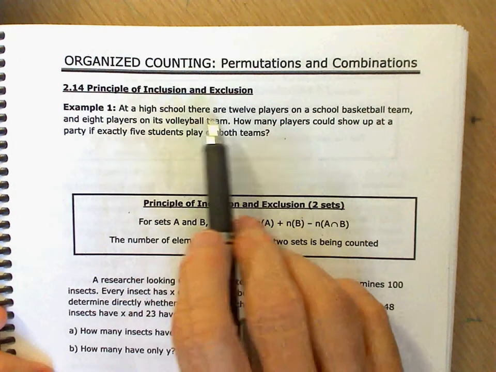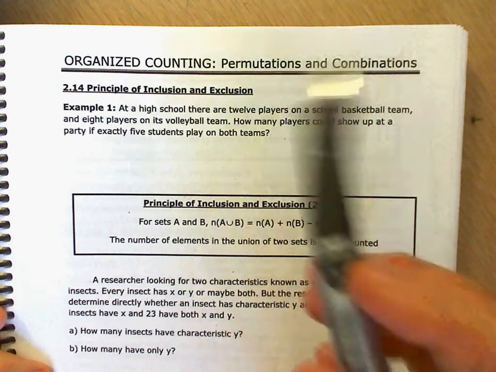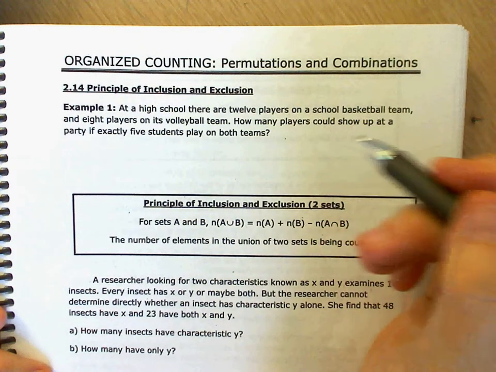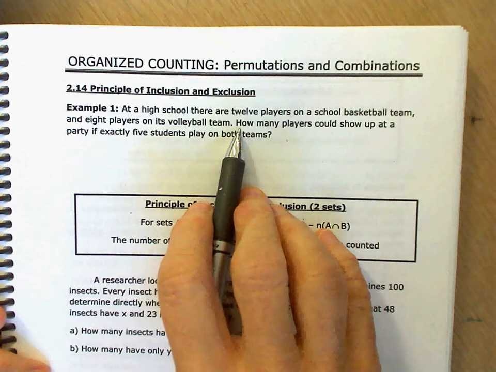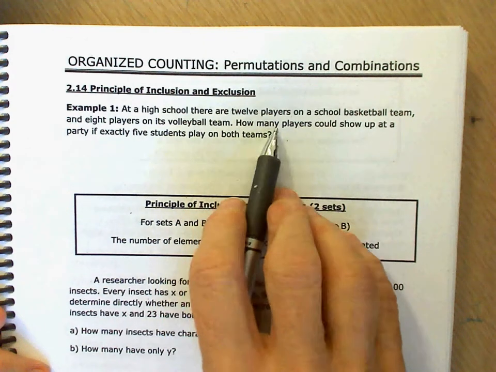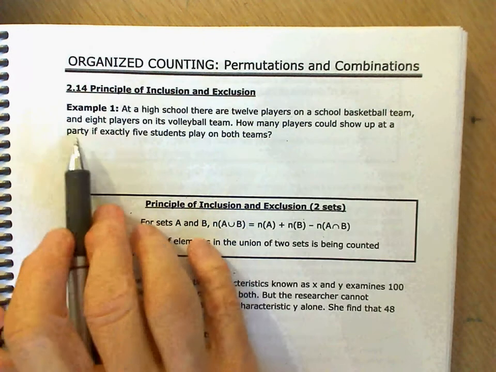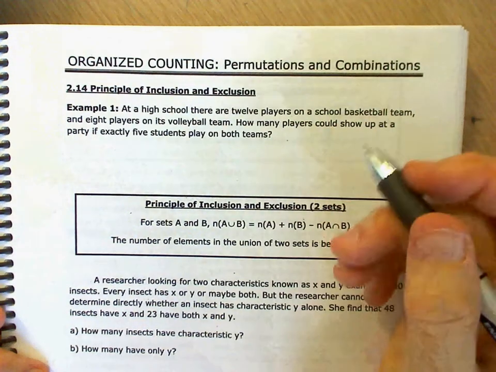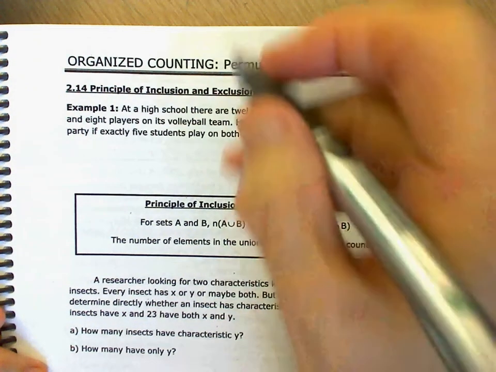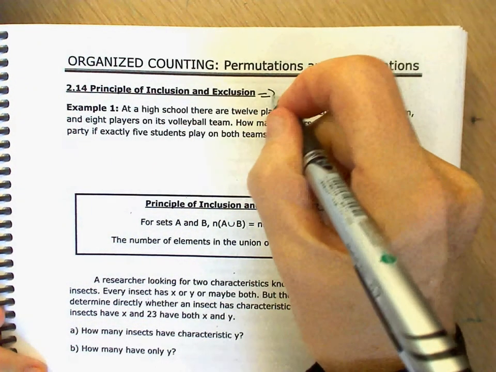At a high school, there are 12 players on the school basketball team and 8 players on the volleyball team. How many players would show up at a party if exactly 5 students play on both teams? So the idea behind this is to avoid double counting.